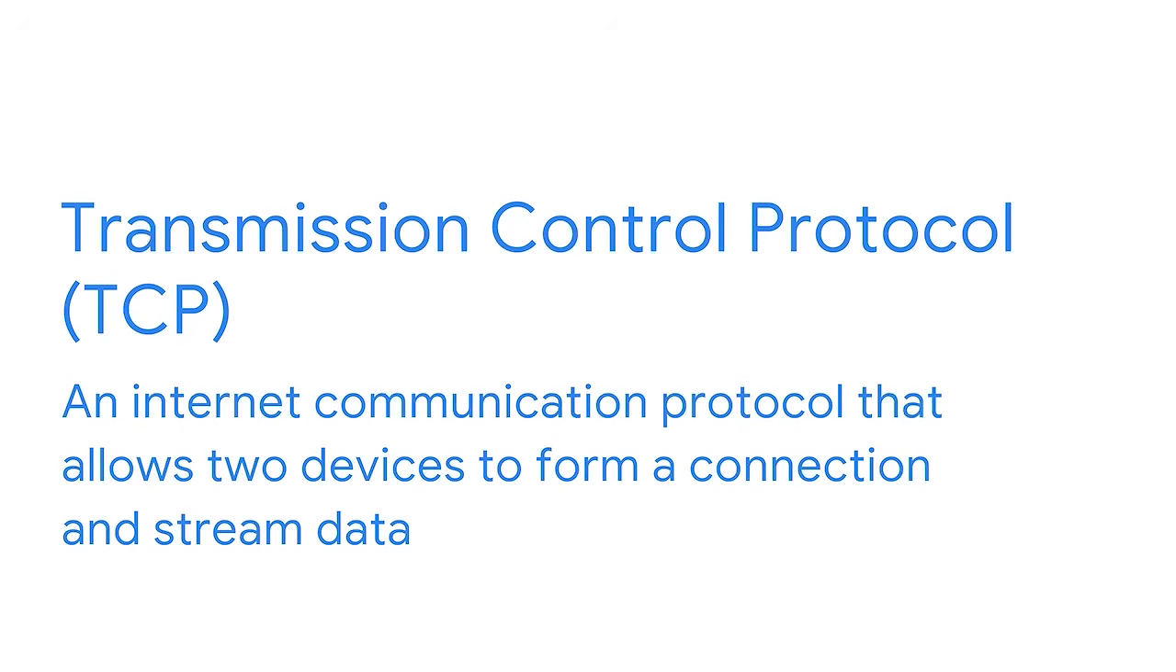Let's take a closer look at this model by defining TCP and IP separately. First, TCP, or Transmission Control Protocol, is an internet communication protocol that allows two devices to form a connection and stream data. The protocol includes a set of instructions to organize data so it can be sent across a network. It also establishes a connection between two devices and makes sure the packet reaches the appropriate destination.